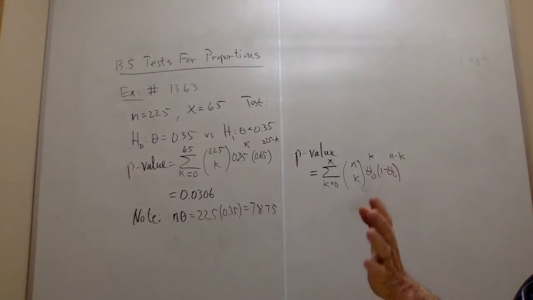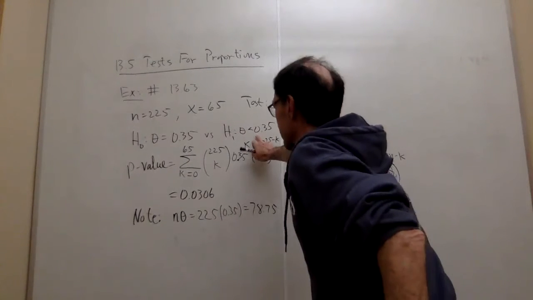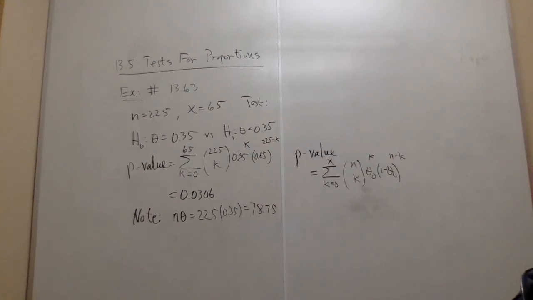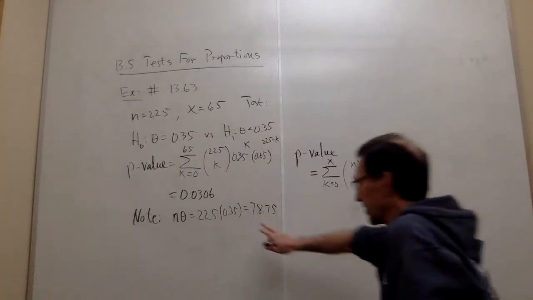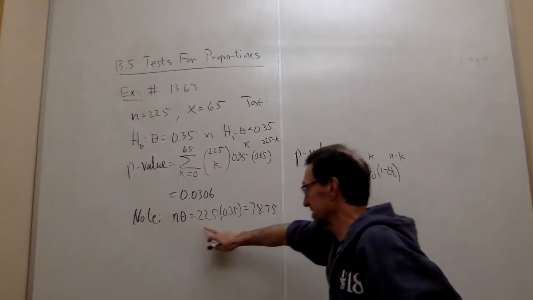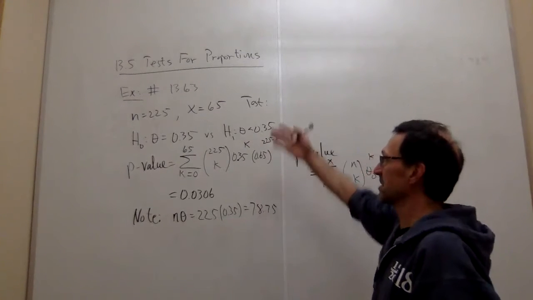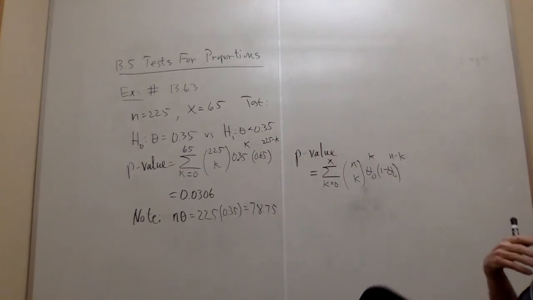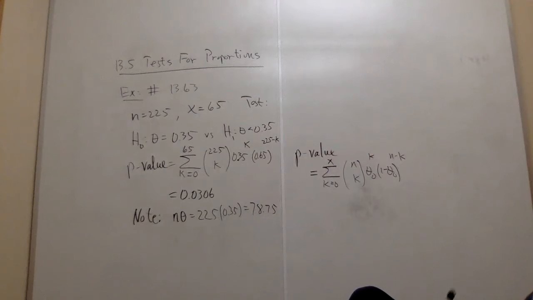Now, just for a point of reference, notice the alternate hypothesis. It's the same one we talked about earlier. It's theta less than 0.35. If the null hypothesis is true, the expected number of successes, plugging in theta, is 78.75. So we got 65. That's some evidence that theta 0, 0.35, is too high. But the question is, is it significantly below? Is 65 enough below 78.75 that we can say that probably the null hypothesis is not true?